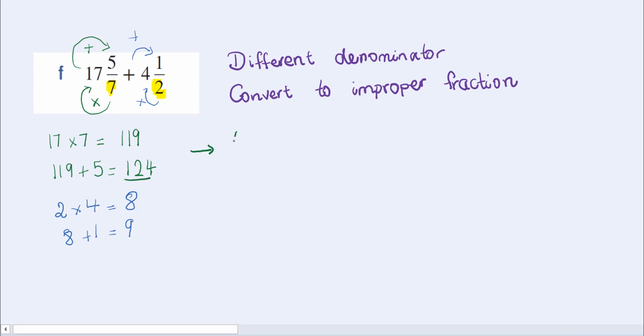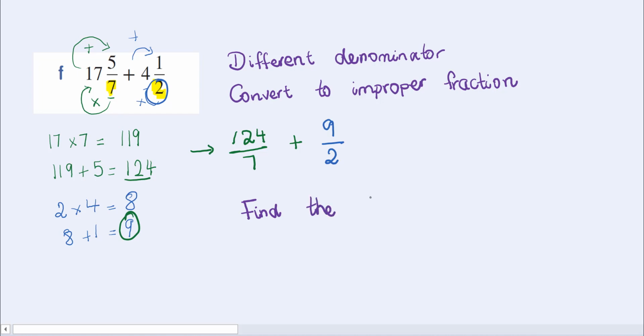So if you go back to that, my first number was 124. And the denominator will stay the same, so that's still 7. And I'm going to add it with my second fraction, which is 9 from converting, and the bottom number will be the same, which is 2. So now you've got 124 over 7 plus 9 over 2. So that's my first step. I converted it into an improper fraction.